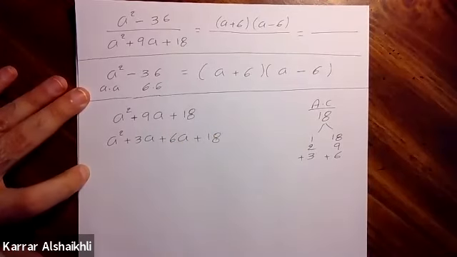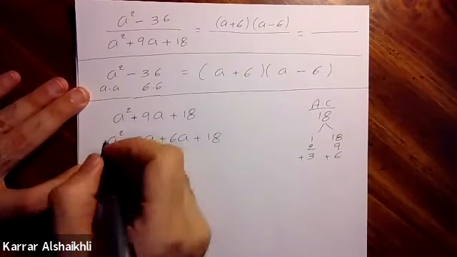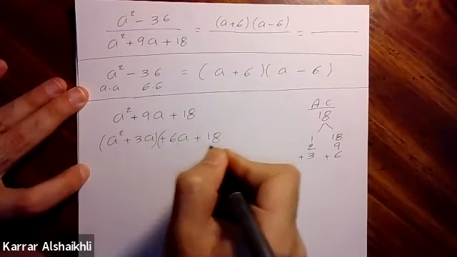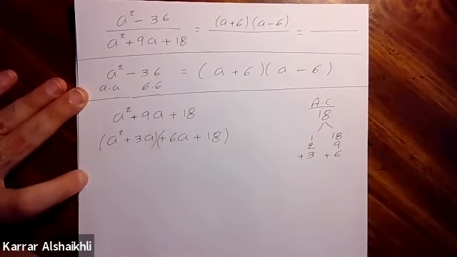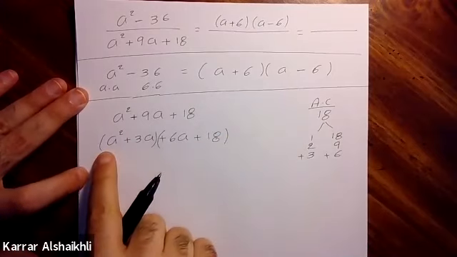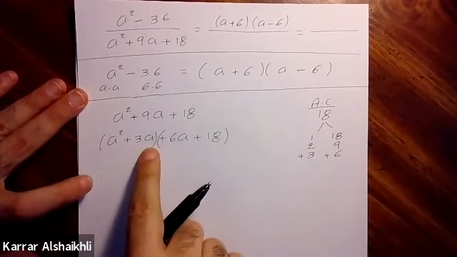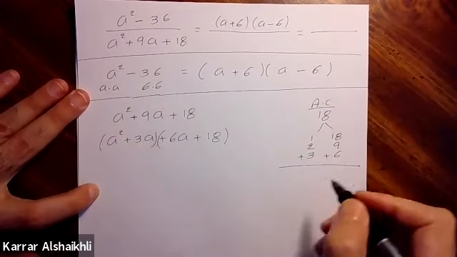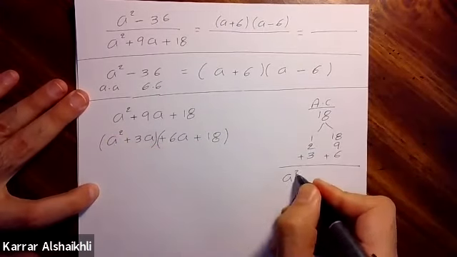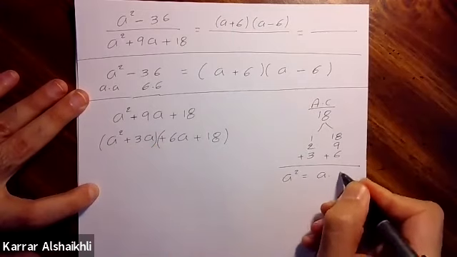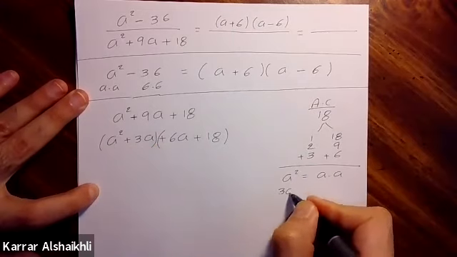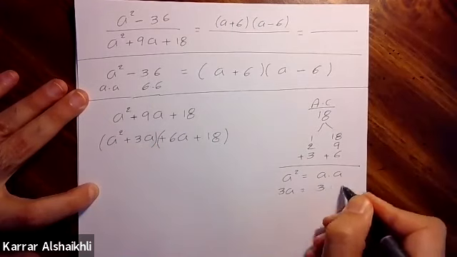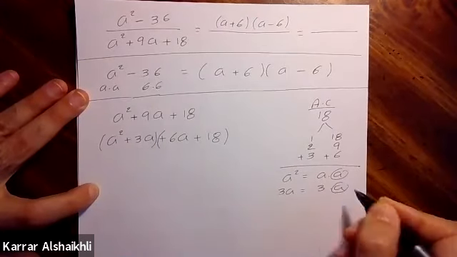Now I'm going to group the first two terms and the last two terms. What's the common between a squared and the 3a? Here is a squared, which is a times a, 3a, which is 3 times a. So the common is a.